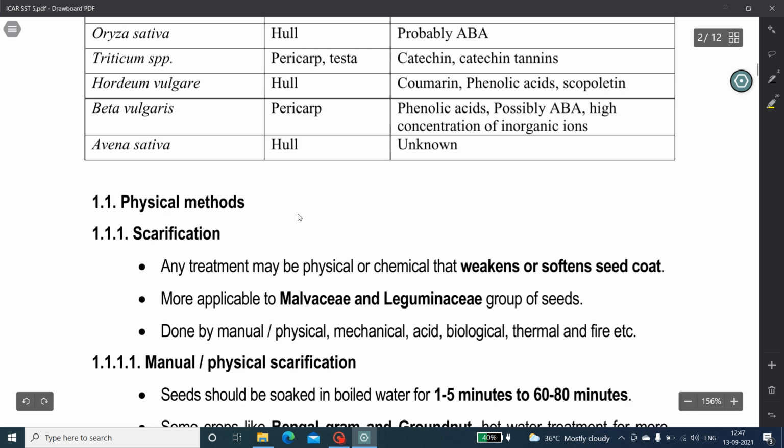Next we move on to the methods to break dormancy. There are various methods. The first is the physical method, the next is the physiological method, and the last is chemical methods. Let us see the physical methods. The first one is scarification. What do we mean by scarification? Any treatment, physical or chemical, that weakens or softens the seed coat is called scarification.